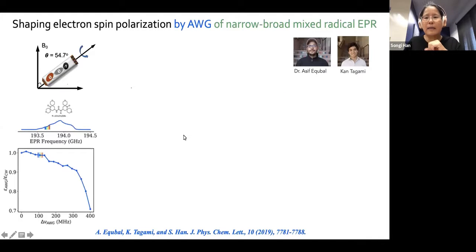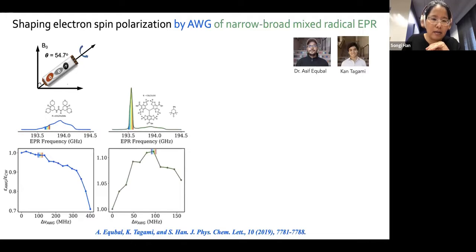So in a subsequent study, Asif Equbal and Tagami have shown that you can remedy that when you utilize these mixed narrow-broad radicals that so many of those here in the audience have developed and pioneered. If you have a mixed radical, now you can contain the polarization such that you can put the microwave on, for example, the trityl radical, and on magic angle spinning, still you're only saturating this portion. And so this has then a saturated polarization, and the other spin, for example, of the nitroxide can provide the not saturated polarization and gives you that benefit.